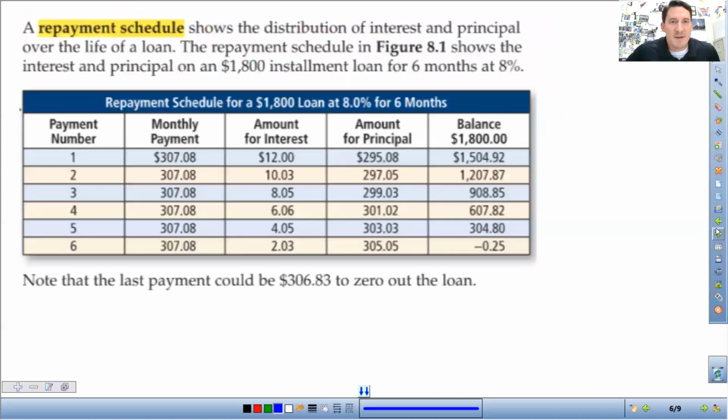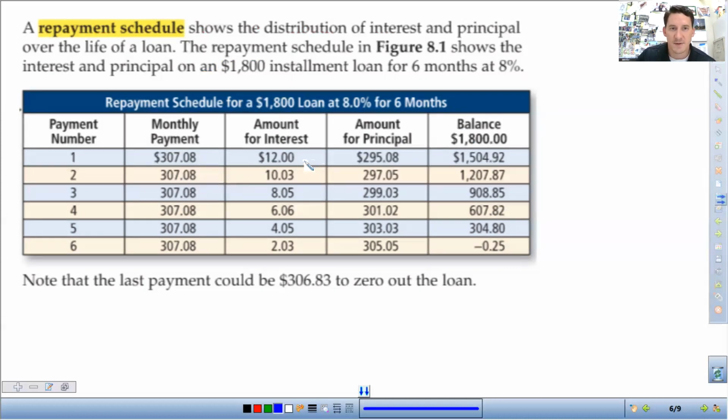A repayment schedule shows the distribution of interest and principal over the life of a loan. Here is figure 8.1, the interest and principal on an $1,800 loan for 6 months at 8%. Here is the payment schedule for the $1,800 loan, showing how the monthly payments go into paying off this loan. You notice interest is calculated on the amount of principal left, and part of this payment goes to paying off that interest, and then you get the new balance after you subtract that.